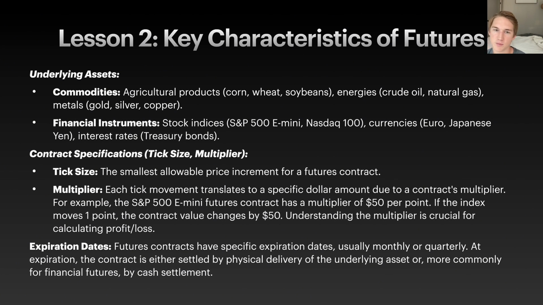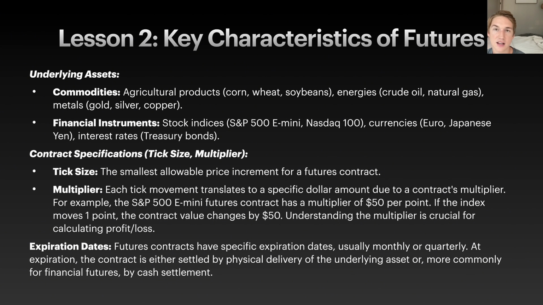Multiplier. Each tick movement translates to a specific dollar amount due to a contract's multiplier. For example, the S&P 500 futures contract has a multiplier of $50 per point. If the index moves 1 point, the contract value changes by $50. Understanding the multiplier is crucial for calculating profit or loss.